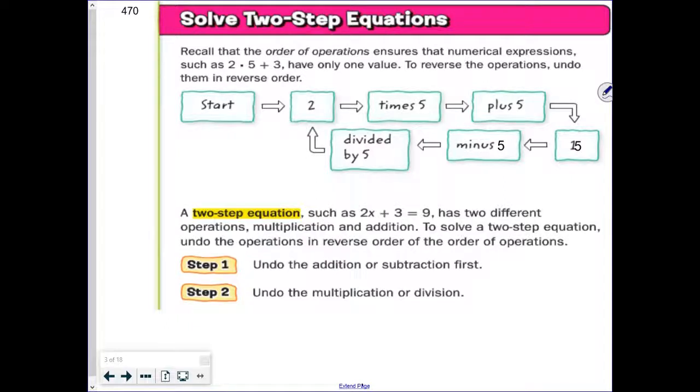Today we are going to move on to solving two-step equations. Recall that the order of operations ensures that numerical expressions such as 2 times 5 plus 3 have only one value. To reverse the operations, undo them in the reverse order.